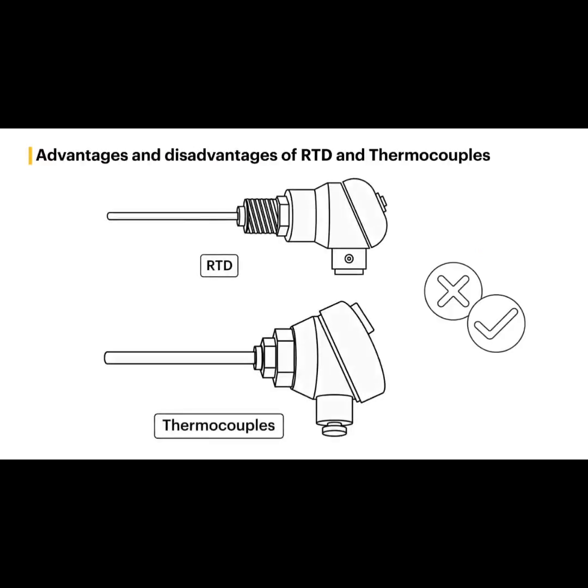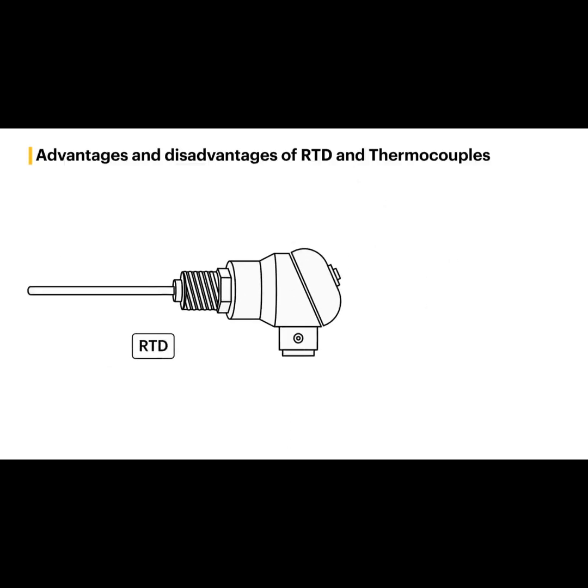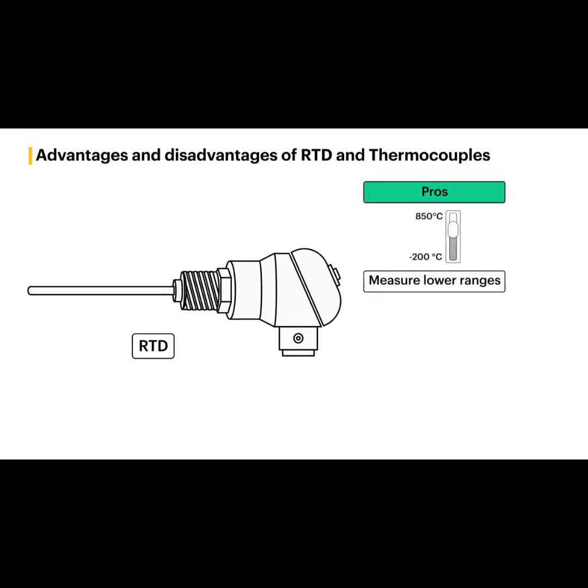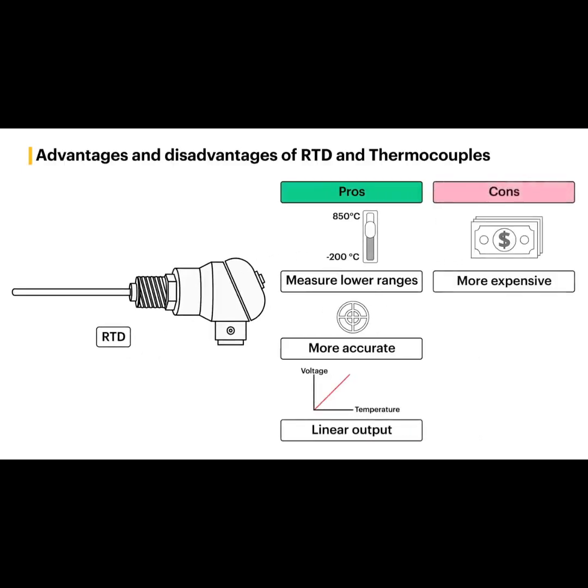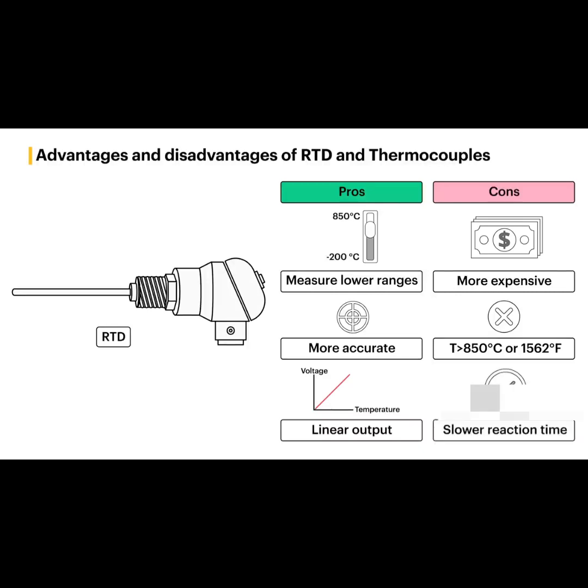So what are some of the pros and cons of RTD and thermocouples to be considered before making your selection? Here are just a few points to consider before you select the RTD or a thermocouple. RTD can measure lower ranges. RTD is more accurate, and RTD output is linear. RTD is more expensive. RTD is unsuitable for temperatures over plus 850 degrees Celsius, or in other words, 1,562 degrees Fahrenheit. And RTD has a slower reaction time as related to temperature changes.